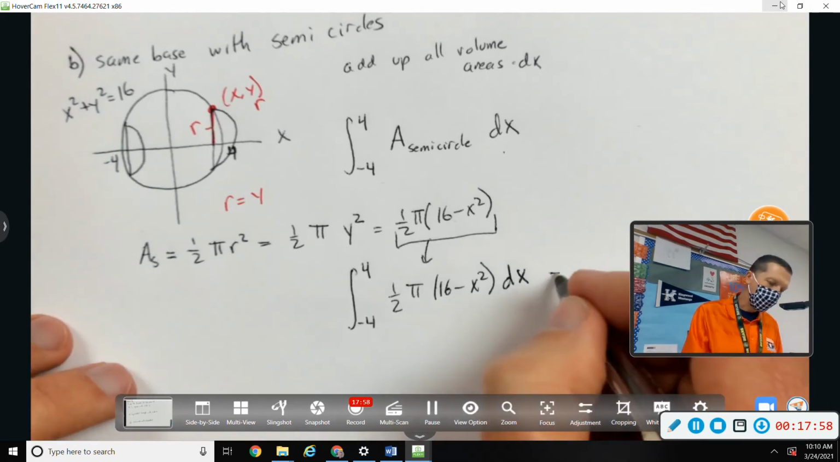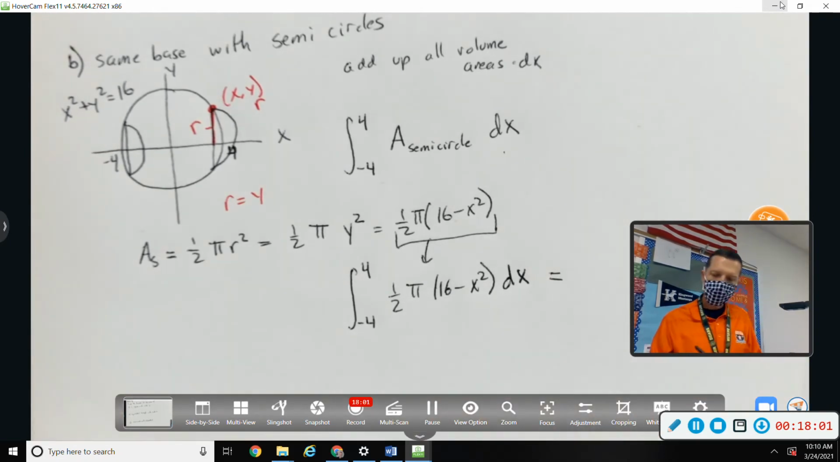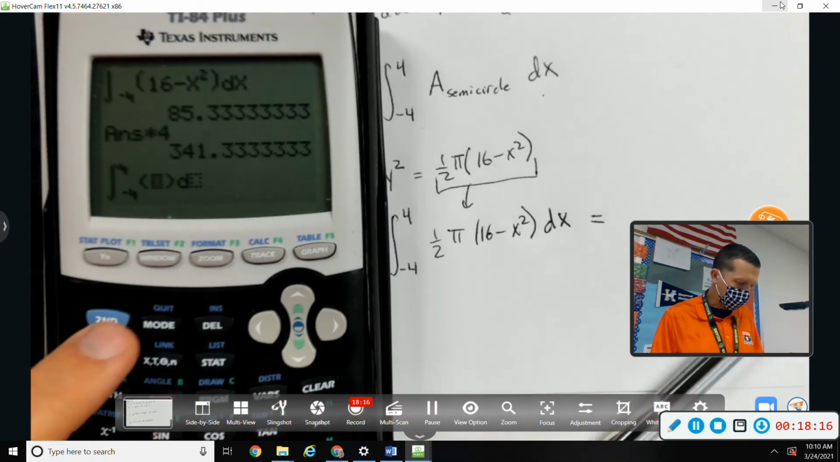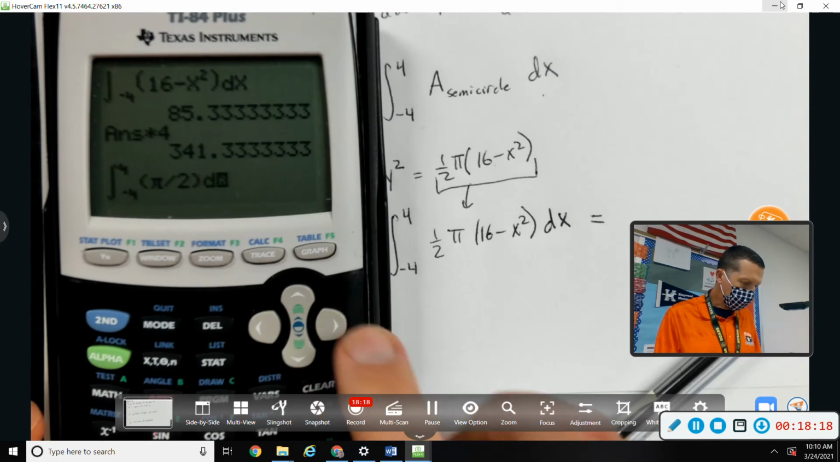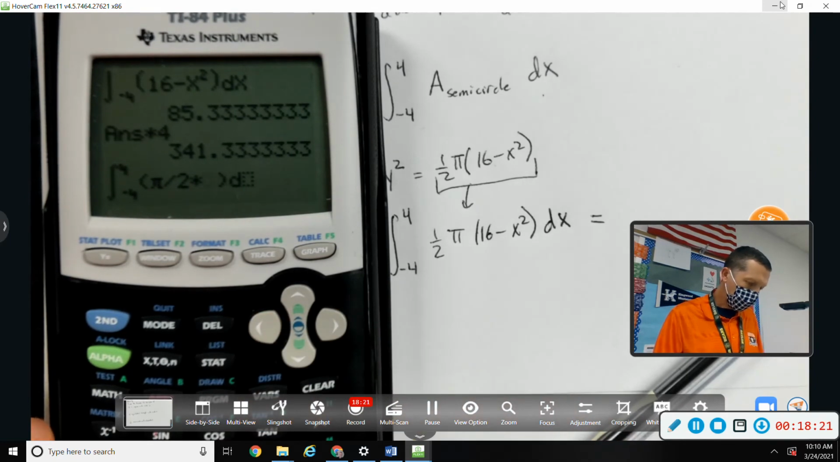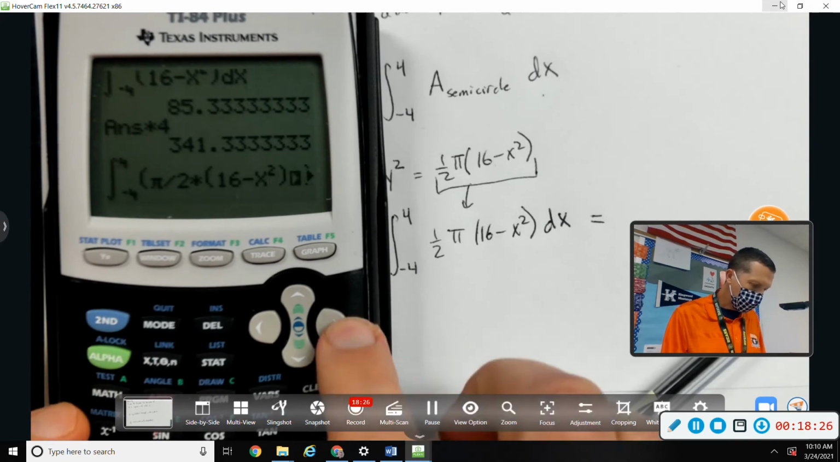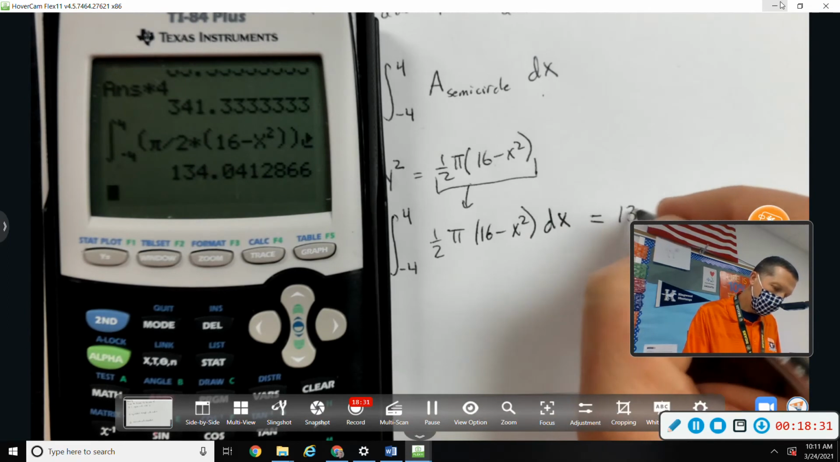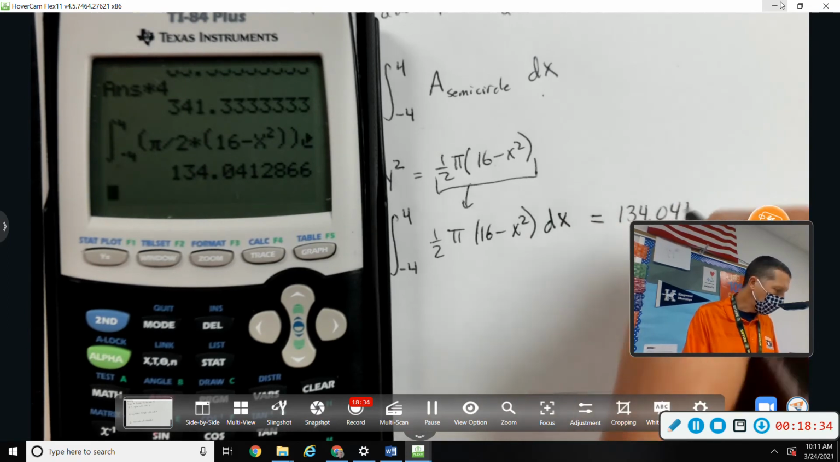Now that's just a calculator problem if we make it that far. Math 9. -4 to 4. I could slide the constants out. I can leave them in, doesn't matter. Pi over 2 times 16 minus x squared dx, and 34.041.